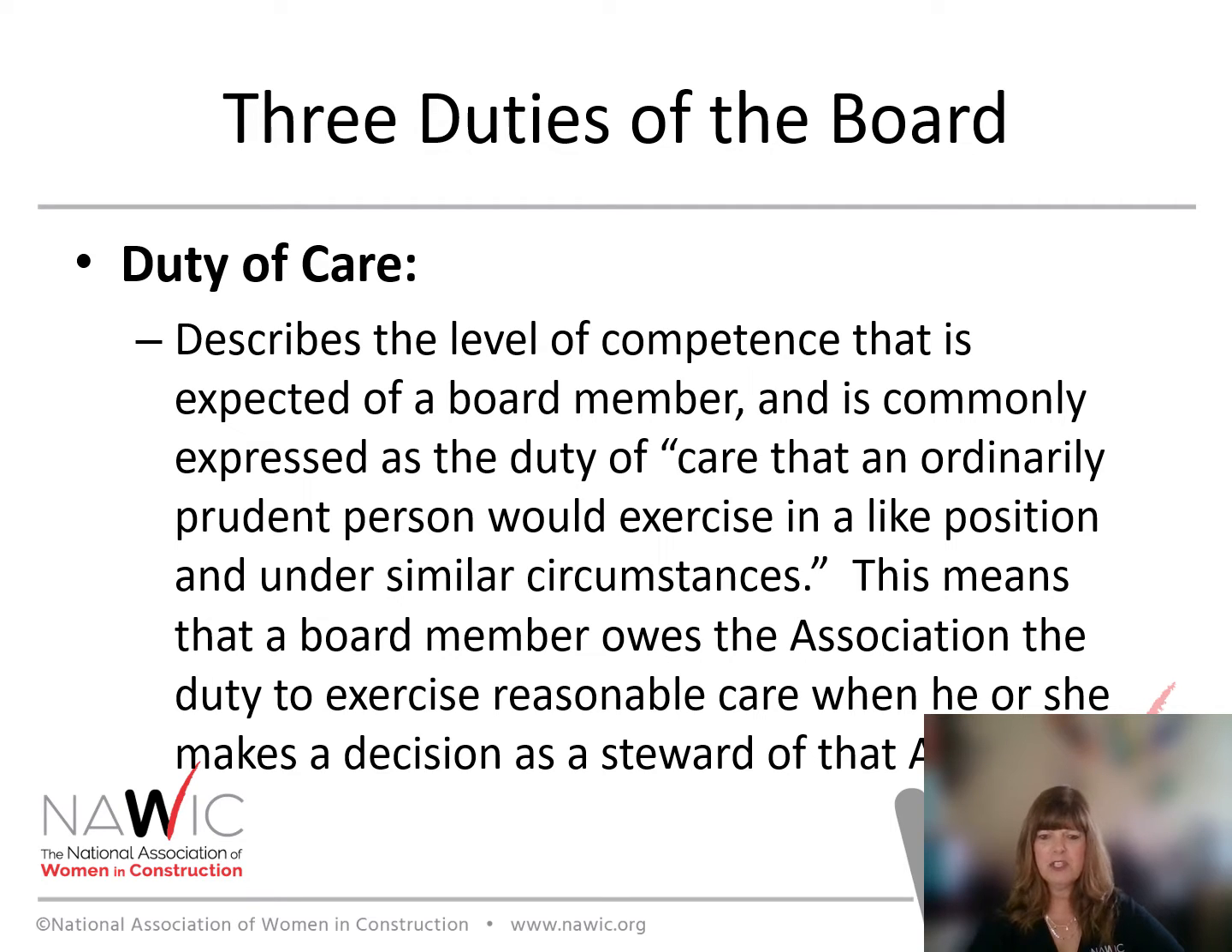There are 3 duties that every board must adhere to, the first being the duty of care. This describes the level of competence that is expected of a board member, and it's commonly expressed as the duty of care that an ordinary prudent person would exercise in a like position and under similar circumstances. This means that the board members owe the association the duty to exercise reasonable care when she makes a decision as a steward of that association.